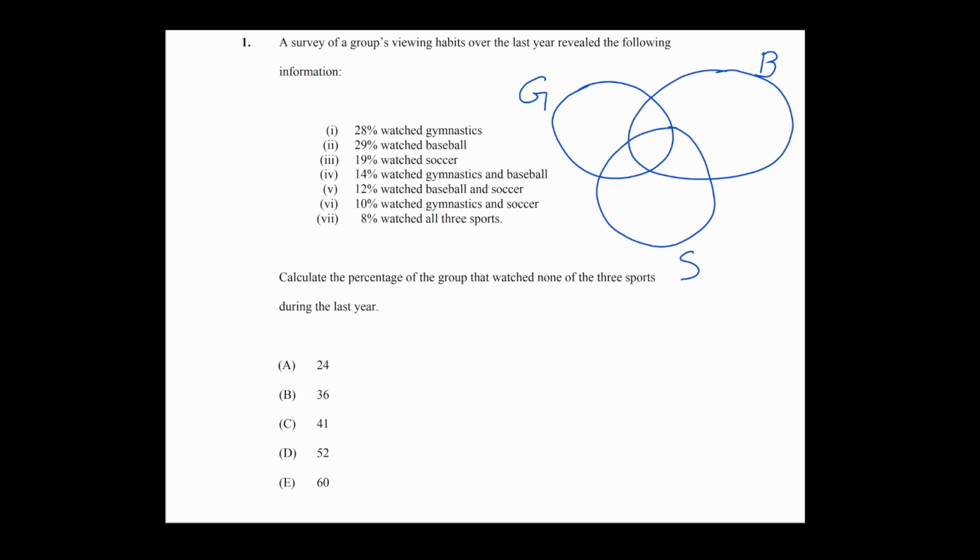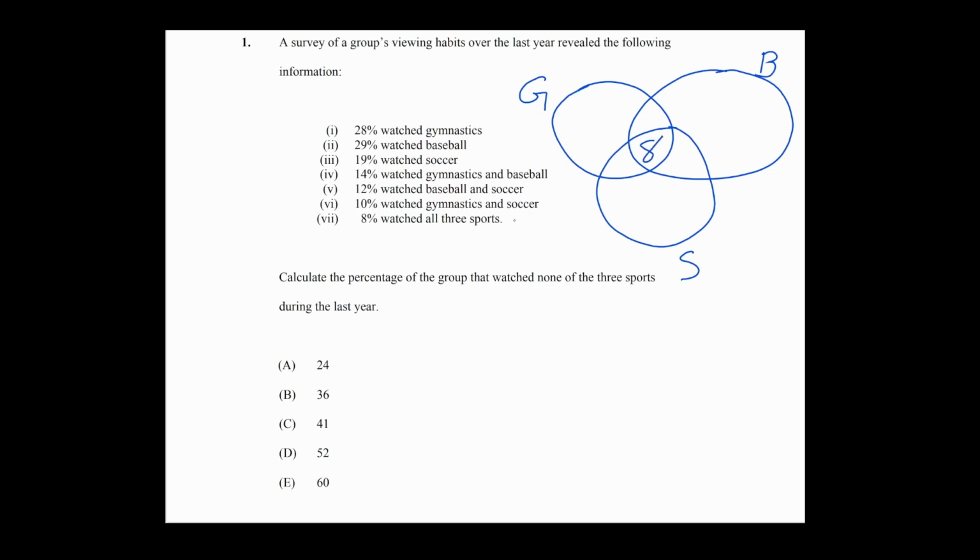So with a Venn diagram problem, the first thing I try to do is work from the inside and work my way outwards. So let's go ahead and do that. We know that 8% watched all three sports. So that 8% is going to be right in the middle where all three of these circles intersect. So 8%.